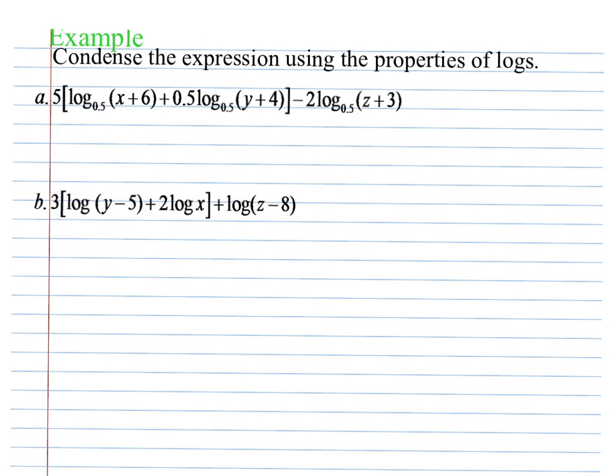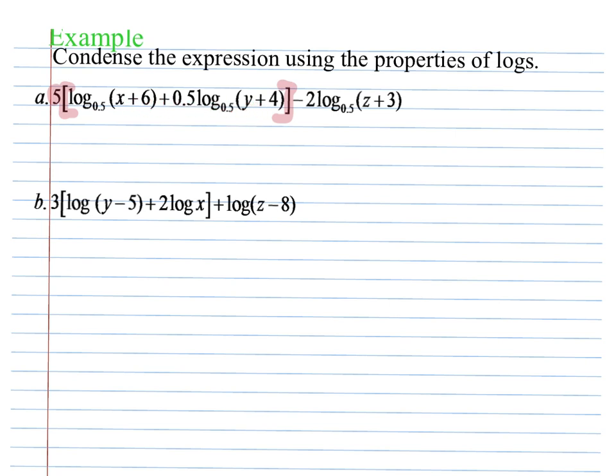So for the example, if you notice there's a 5 outside, that means that all of this piece is going to be raised to the power of 5. My suggestion is to first condense this part to be one log function, and then you raise everything to the power of 5, which is your exponent. Since we have an addition here, that means these two pieces are being multiplied.